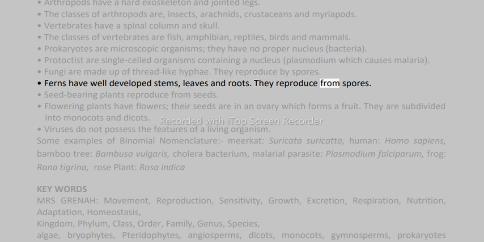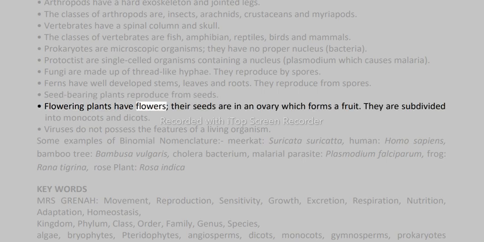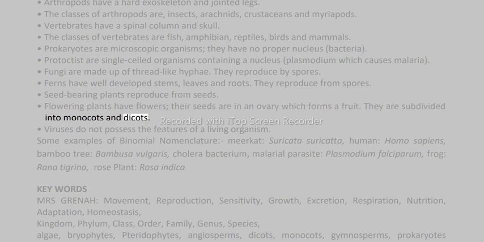They reproduce from spores. Seed-bearing plants reproduce from seeds. Flowering plants have flowers, their seeds are in an ovary which forms a fruit. They are subdivided into monocots and dicots. Viruses do not possess the features of a living organism.